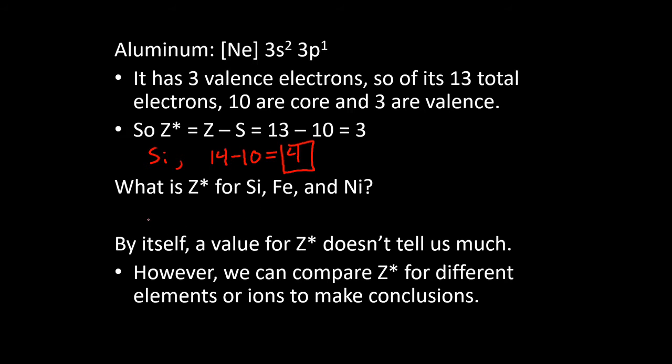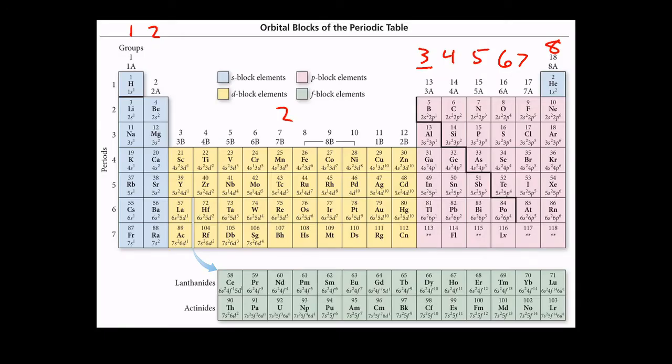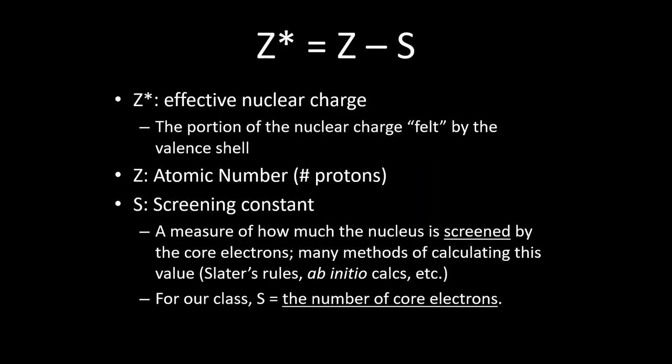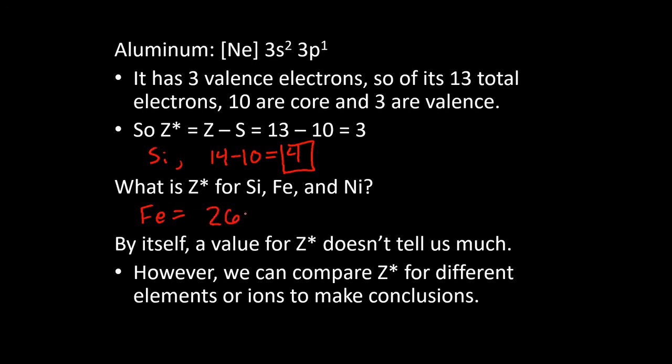If we move on to iron, iron is 26, if I remember correctly. There it is, 26. And it is going to have 2 valence electrons, which means that it has 24 core electrons. So 26 minus 24 gives us 2. So it has a smaller effective nuclear charge than either aluminum or silicon. So its outermost electrons feel the nucleus less.